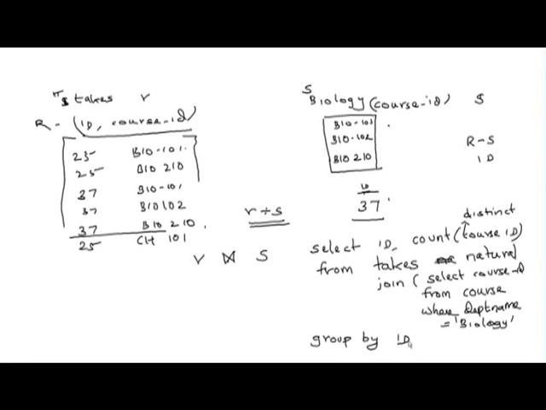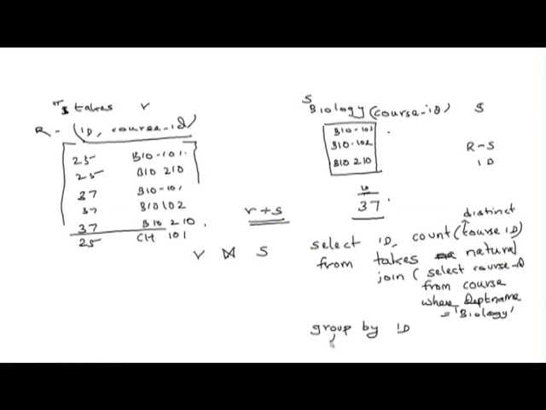So I have taken a natural join of the takes relation with all the courses from biology, and the natural join is on the course ID attribute. That's the only common attribute. And then I have found for each student how many distinct courses, biology courses in this case, the student has taken. Now, how do I check if a student has taken all the biology courses?